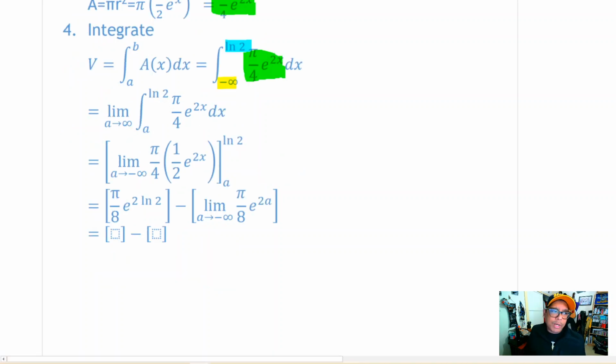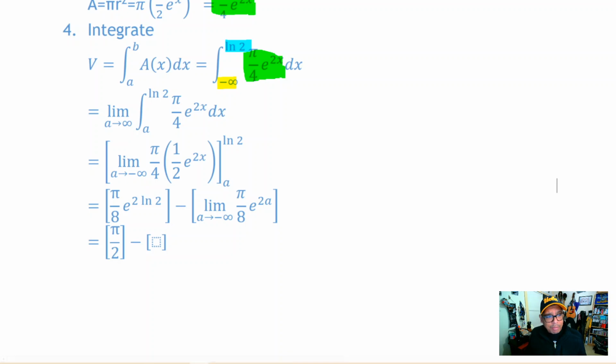Now a couple things to point out here. First of all, this e to the 2 natural log of 2, I can use properties of logs to make that into e to the natural log of 2 squared, which is just e to the natural log of 4. And then e to the natural log of 4, well, e and natural log are inverse operations, so that's just equal to 4. And then pi over 8 multiplied by 4 is just pi over 2. Well, that takes care of that.